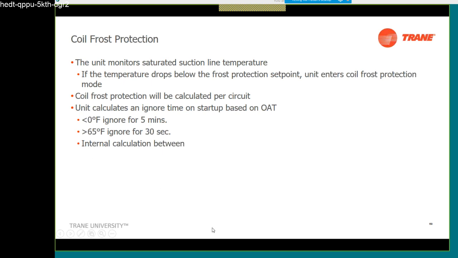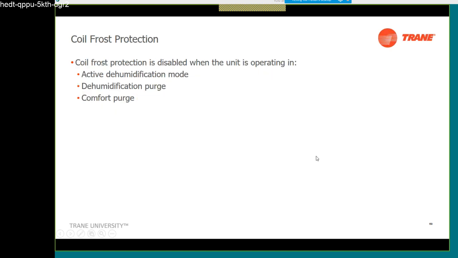And it's basically keeping that coil from frosting up. It's not going to be a manual lockout. When everything warms up, we'll allow everything to start back up again. So basically it's disabled whenever we're in dehumidification, when we're doing any of the purge cycles.